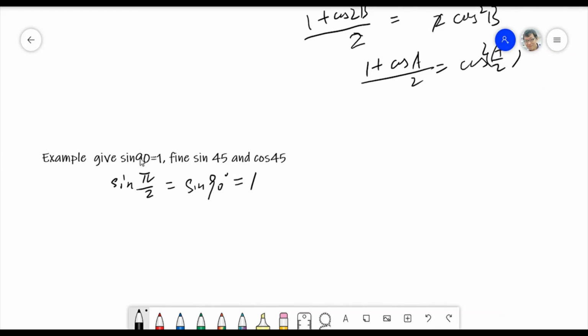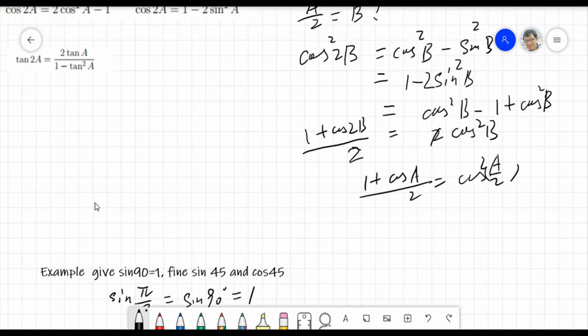So definitely this is regarding the double angle, right? 45 plus 45 is 90, so it's like double. So sine 2 times pi over 4 equals 2 sine pi over 4 cosine pi over 4, am I right? But here we have two unknowns, so it's a little hard. Let's look at the other formula, okay?